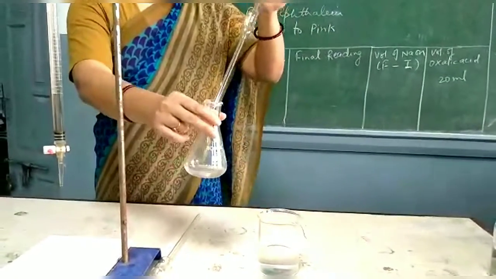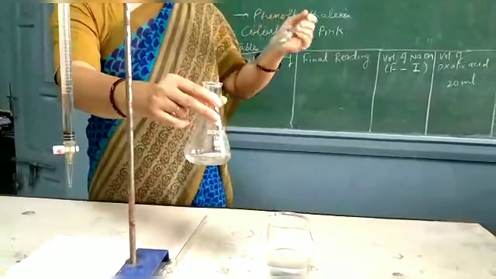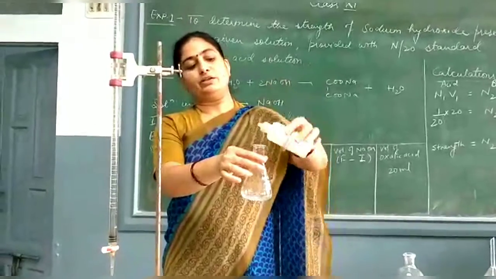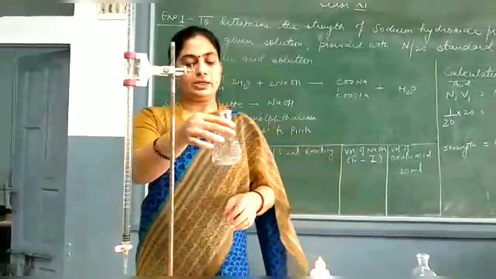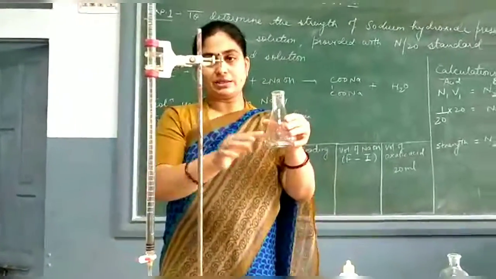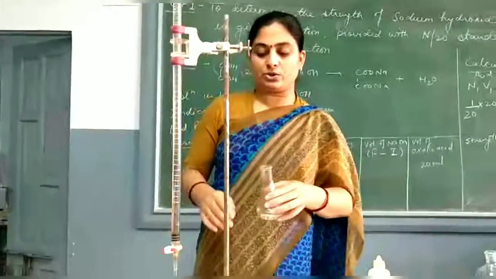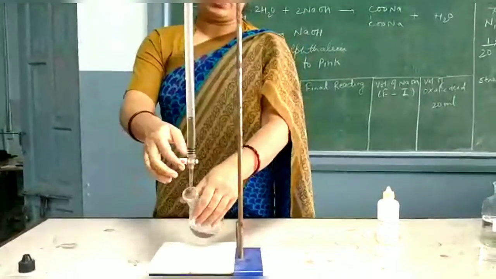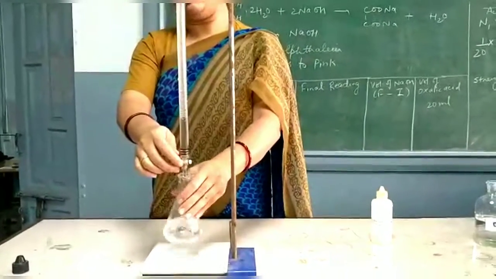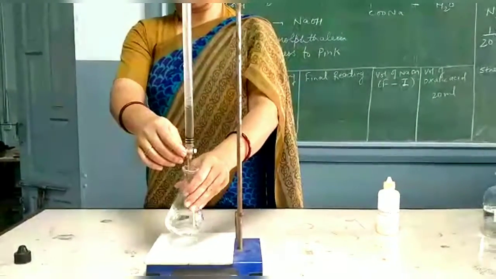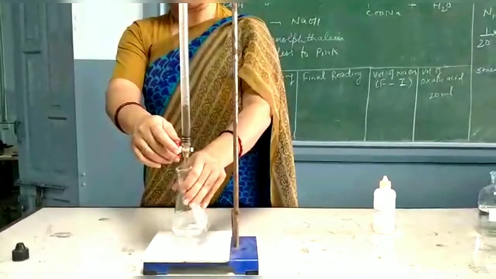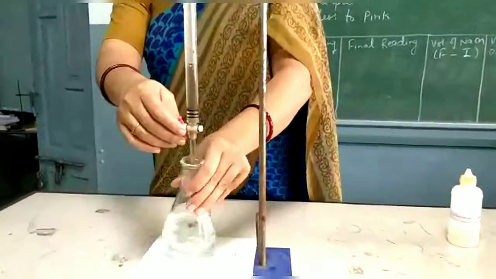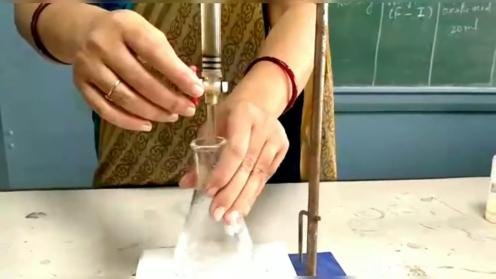And I'm going to pass this solution from the pipette into the flask. Then I add 2 to 3 drops of phenolphthalein in it, and this is the acid in the flask, and this is the base in the burette. I'm going to titrate these two so that the reaction takes place between the two, and the end point will give us the pink color. If you find the permanent lightest pink color, that does not fade away, then I'll take it as the endpoint.